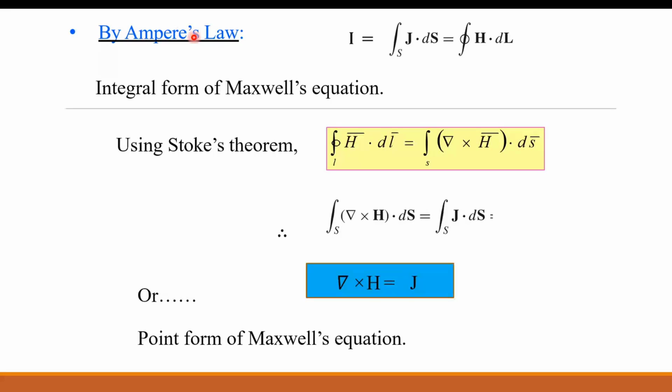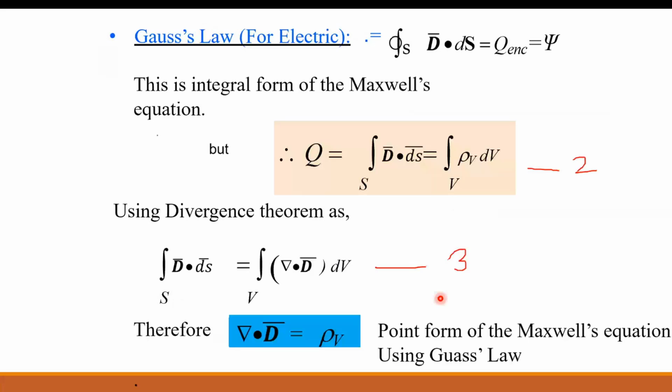The third equation is derived from Gauss law of electric field. Gauss law is closed integration of D dS is equal to Q enclosed, but Q enclosed is equal to triple integration of rho v dv. So this equation number 2 is the integral form of Maxwell's equation derived from Gauss law of electric field. After applying the divergence theorem, we reduce this equation and we find del dot D bar is equal to rho v. So del dot D bar is equal to rho v is the point form of Maxwell's equation using Gauss law for the static electric field.